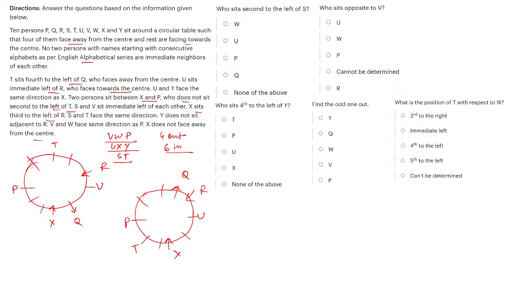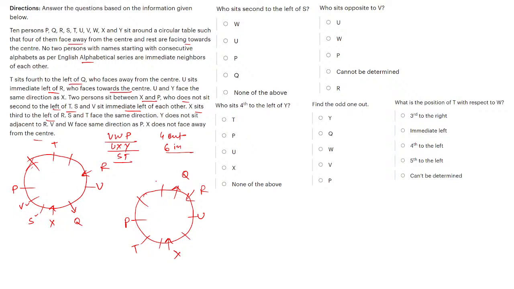If we take Q here, 1, 2, 3, T is here, which is not the case because T should not be there, who does not sit second to left of T. Okay, so T can't come here, right? So S and T face same direction, and see S and V are immediate left to each other. So there should be two consecutive difference needed. That means here it is SP, so S can't come here. S is here, then V is here because consecutive alphabet should not be there, right?